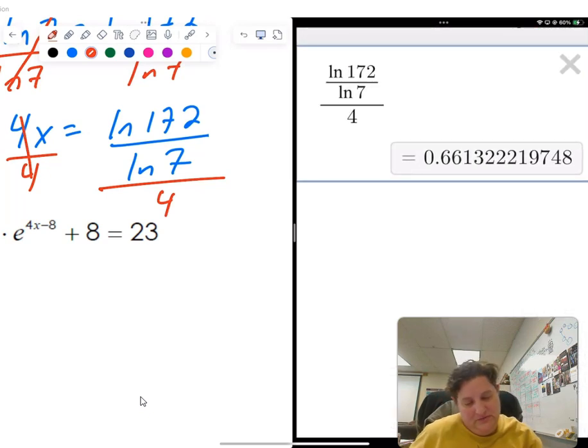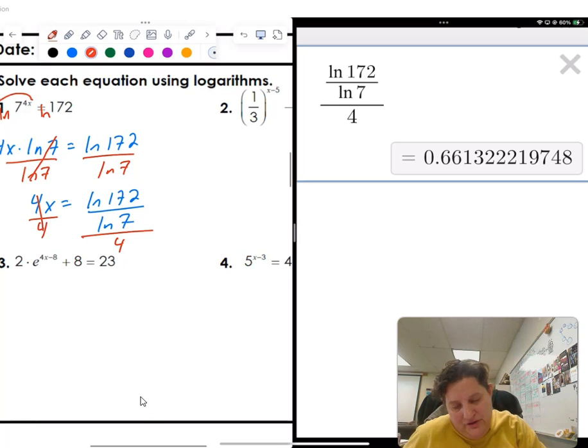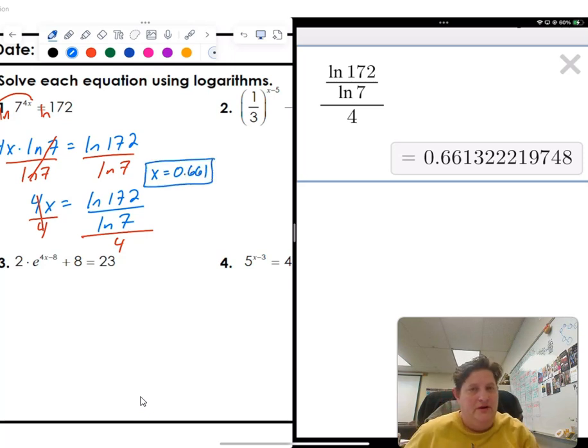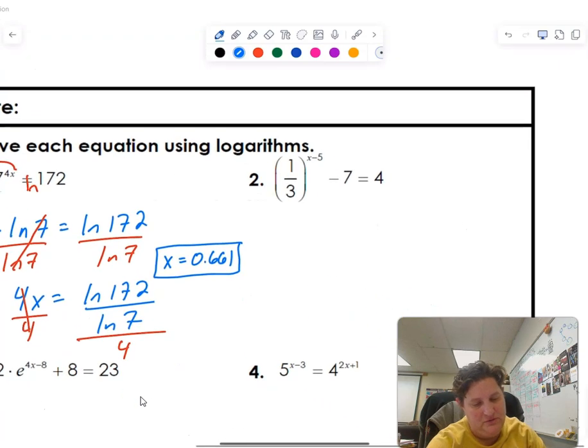And it gives me a decimal that I usually just go, we're going to go to 3 decimal places. And if you want to round, you can, or if you just want to cut it off, you can. So it's 0.661. Okay? Let's look at the next one.